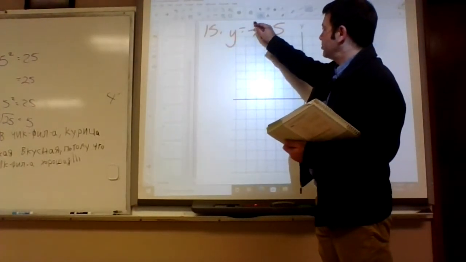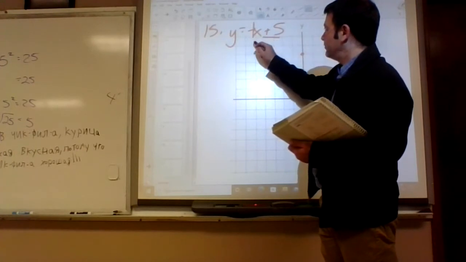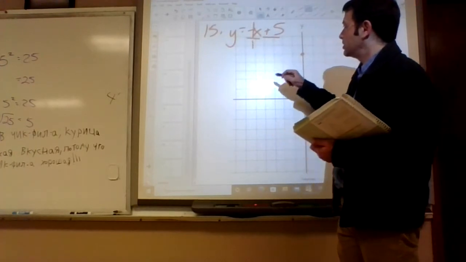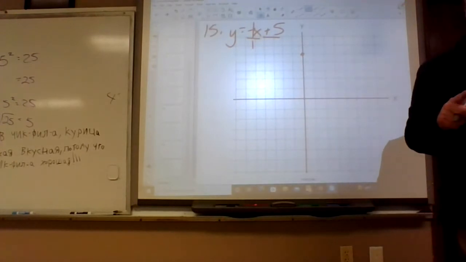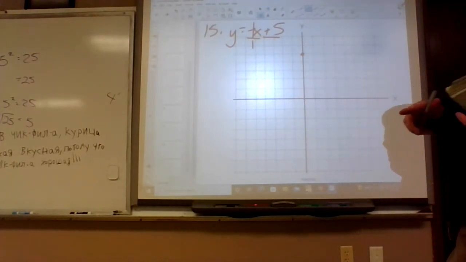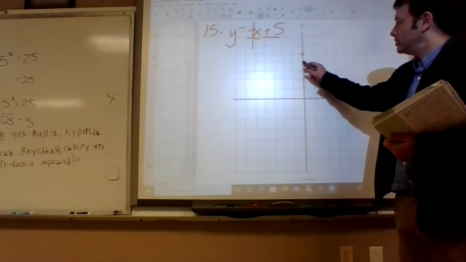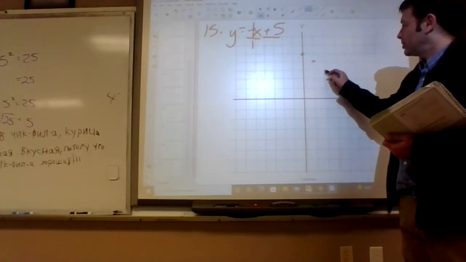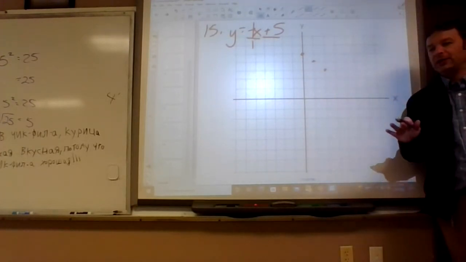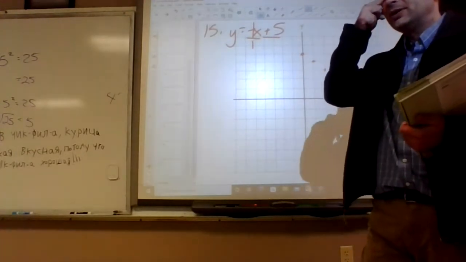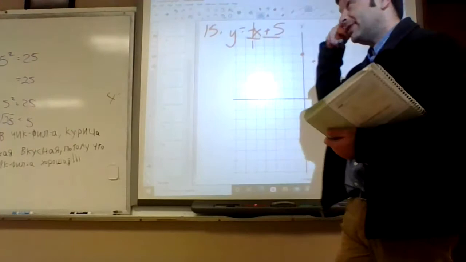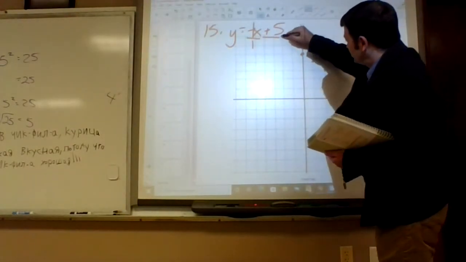Okay, what's my slope? Negative 1 over 1. So I'm going to rise negative 1 and run positive 1. I'm going to go down 1, right 1. It's important to be neat on these problems because the answer is where the lines cross. So if your lines aren't straight, you might get the answer wrong.